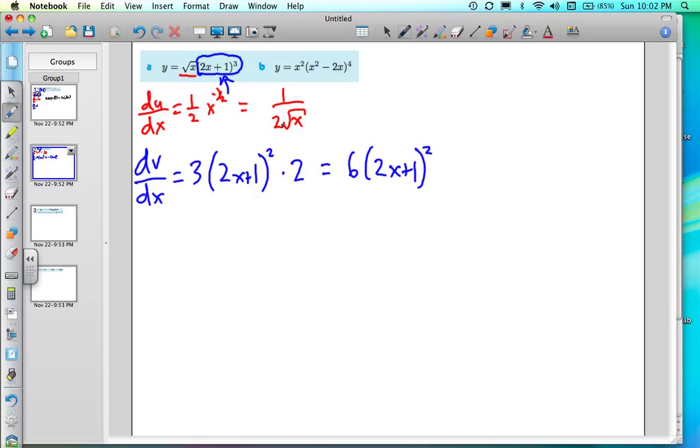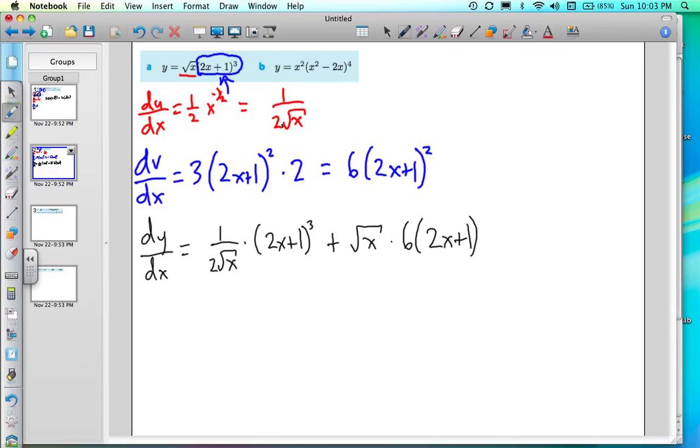Okay, so we have du dx, we have dv dx. We're ready to put it together in the product rule. dy dx is equal to the derivative of the first, which we found to be 1 over 2 square root of x, times the regular second function, which was 2x plus 1 to the third power, plus the original first function, square root of x, times the derivative of the second, which was 6 times 2x plus 1 squared. Okay, that is the product rule.